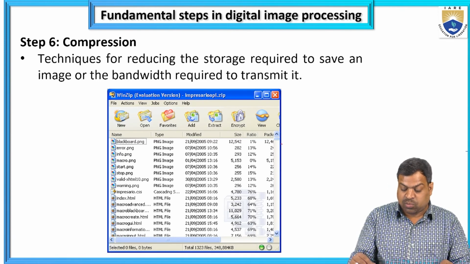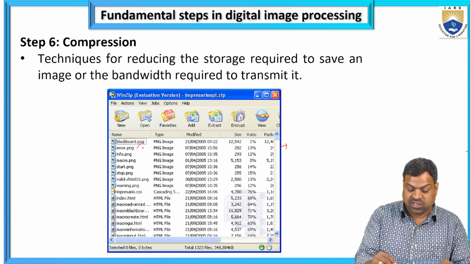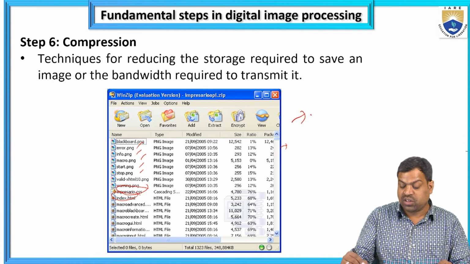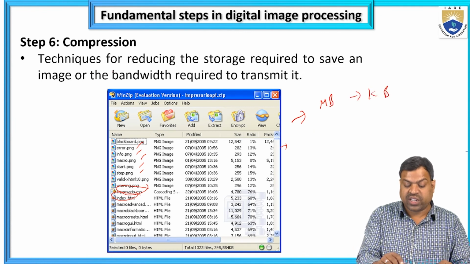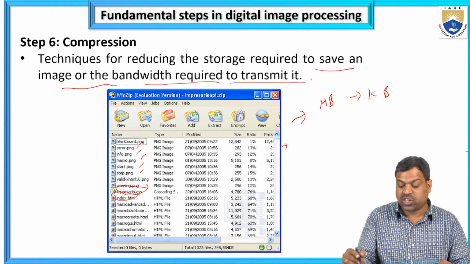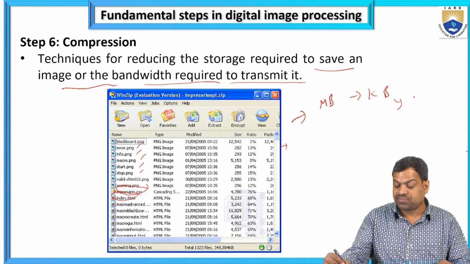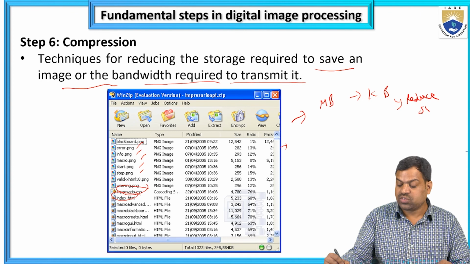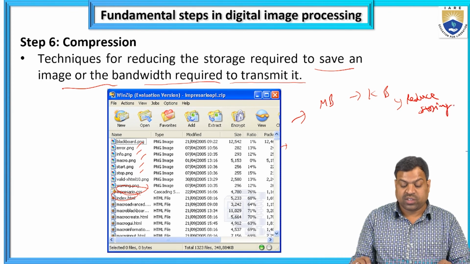Suppose it is the image, an error image is there. It is the information of the image, a macro image. It is the starting of the image, starting, stopping. So comparisons of the image, what is the index? These are one example of compression. Compression means MB is converted to KB like this. It is a technique for reducing the storage required to save an image or the bandwidth required to transmit it. So what is the advantage? It reduces storage capacity. That is compression.